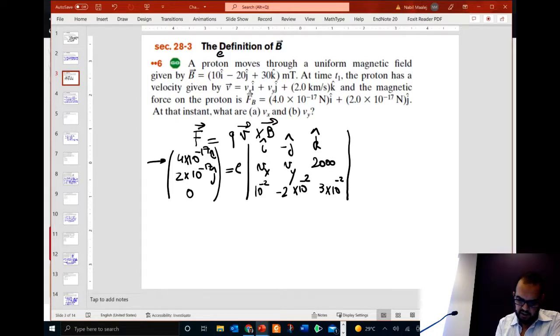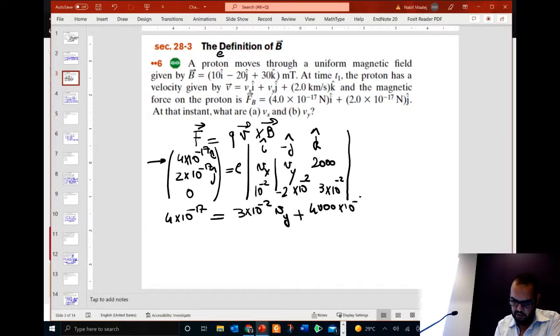So clearly, the i component is this matrix. So 4 × 10^-17 is going to be 3 × 10^-2 times Vy, minus minus, so that will be plus, 2 times 2000, that's 4000, times 10^-2. This is the first equation. So this is times E, so let's not forget the E. Okay, what is the second equation? The second equation is for the j component.